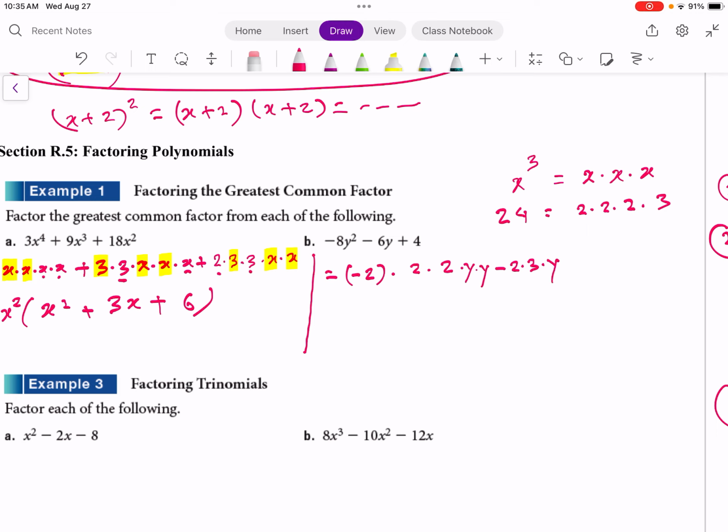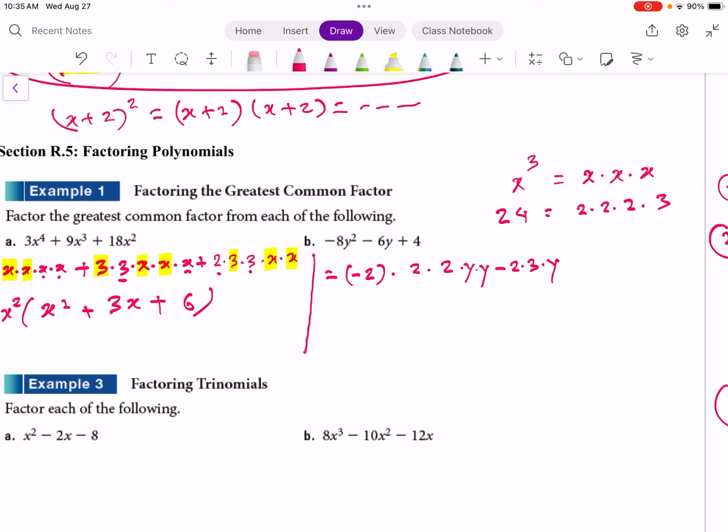Now we have positive 4. How can we rewrite positive 4 in a product form? 2 times 2. Is that the only way to rewrite 4 in a product form? 1 times 4. Okay. Is there any other way? What about negative 2 times negative 2? Is that positive 4?